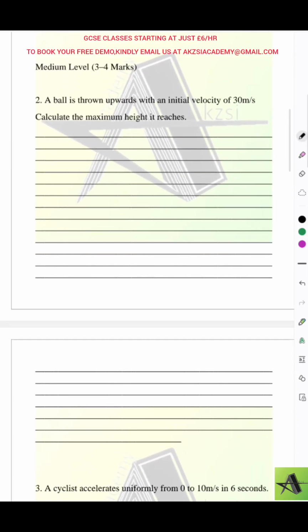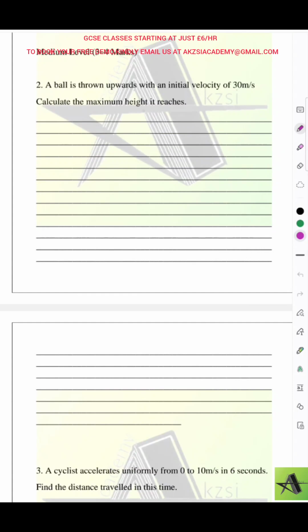Question 2 says a ball is thrown upwards with an initial velocity of 30 meters per second. Calculate the maximum height it reaches. See, what's given is the initial velocity U as 30, and when you are throwing something upward, when it reaches its maximum height, at that point in time there will be 0 velocity. That means finally at that point it will attain a velocity of 0. That means your V will be 0.